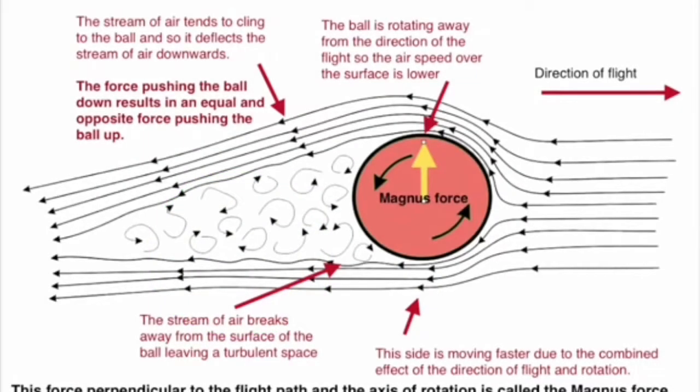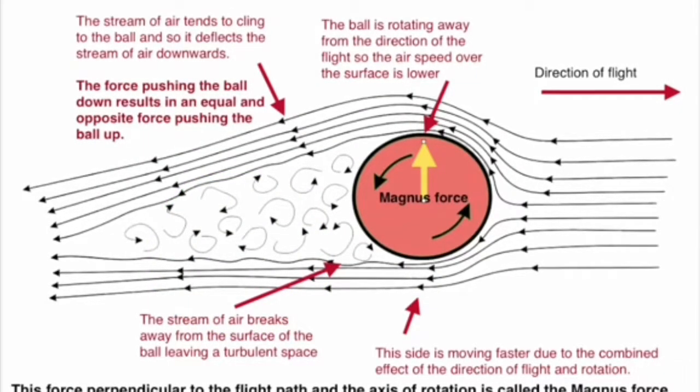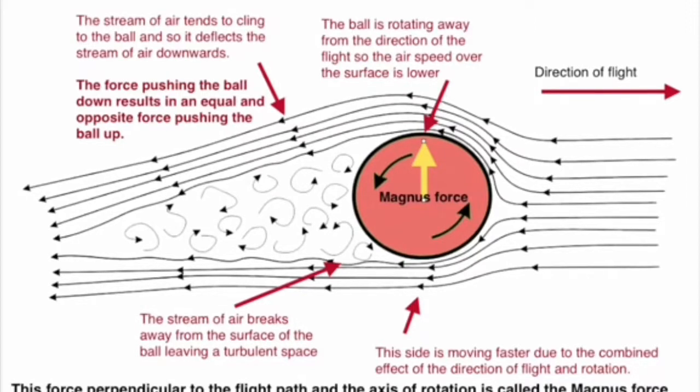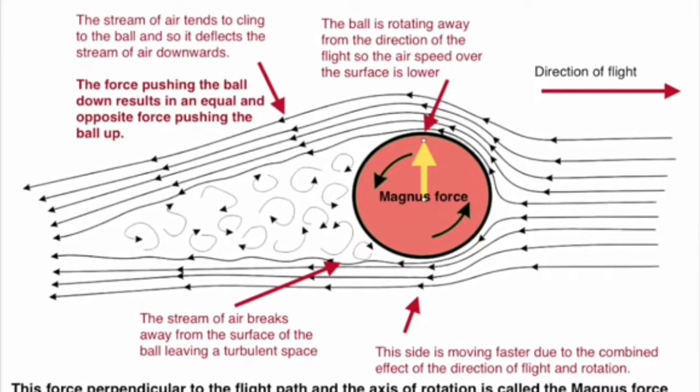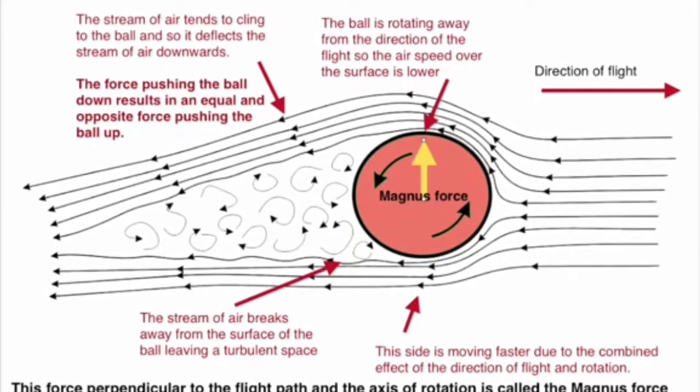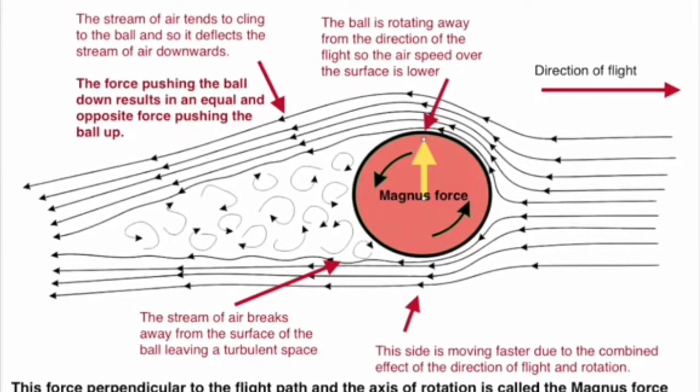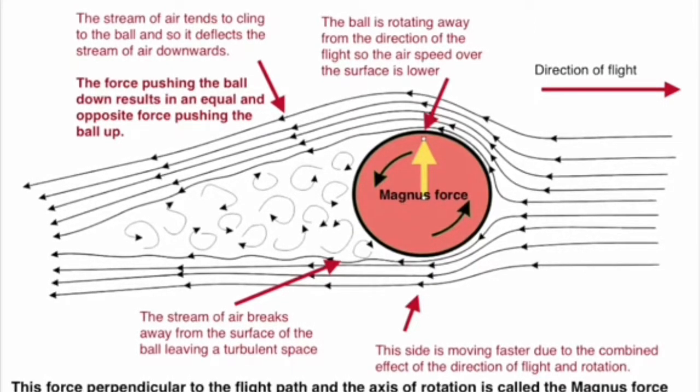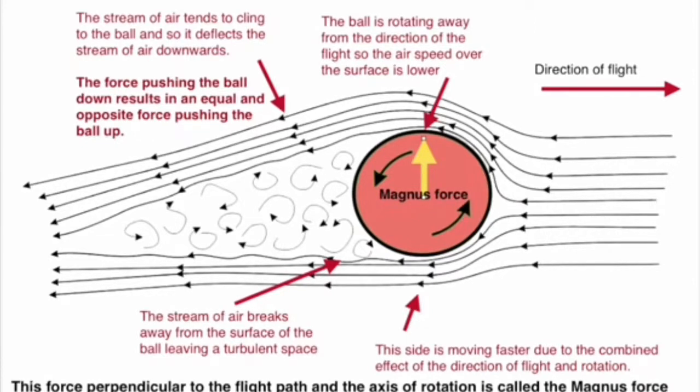Now let's take a deeper look at the Magnus force. The picture shown right now represents the effects of the air on a ball traveling from left to right. This side is moving faster due to the combined effect of the direction of flight and rotation. The stream of air breaks away from the surface of the ball, leaving a turbulent space.